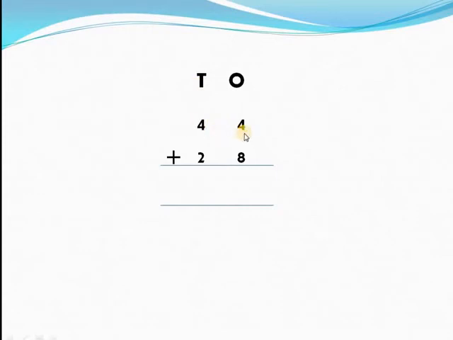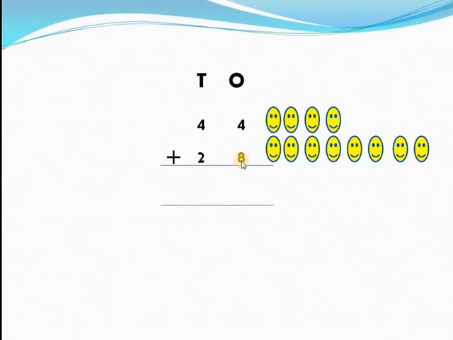Next is 44 plus 28. Here also we have arranged ones digit in ones column, tens digit in tens column. Correct place value is very, very important. And always start from ones. Now you have understood. So here we have 4. So we are going to draw 4 smileys here. Next is 8. So we are going to draw 8 smileys here.